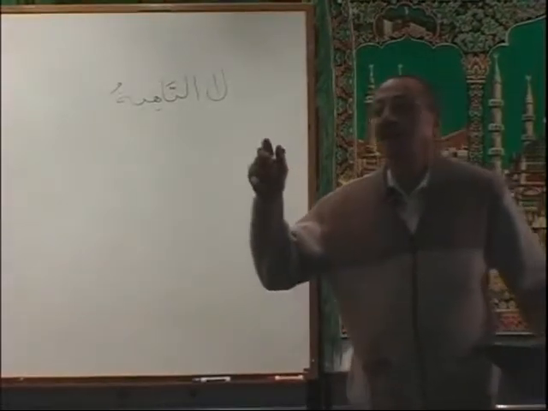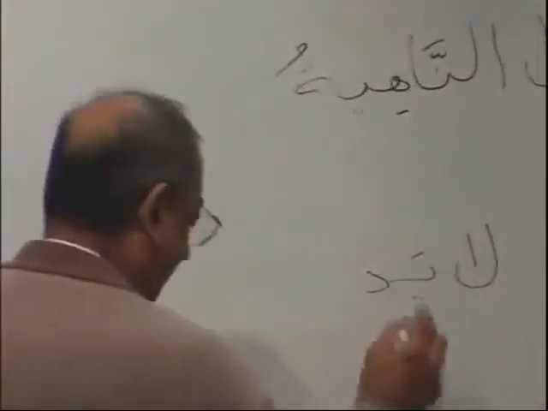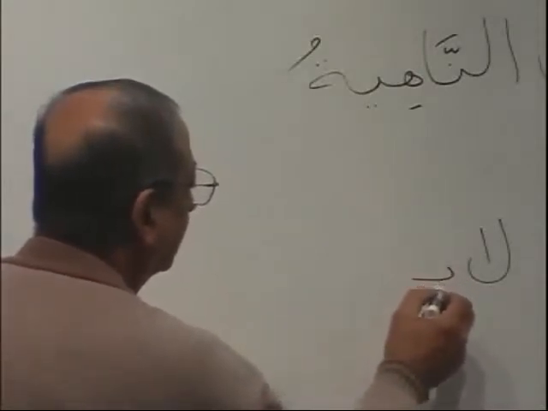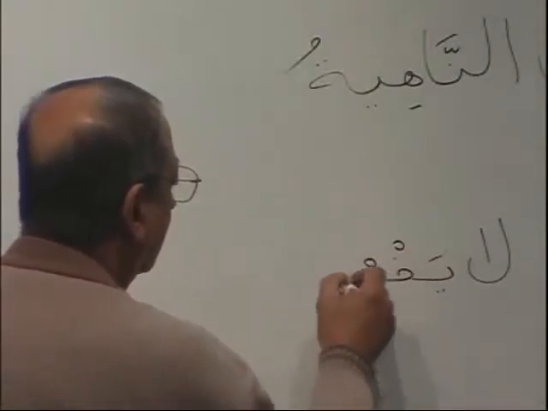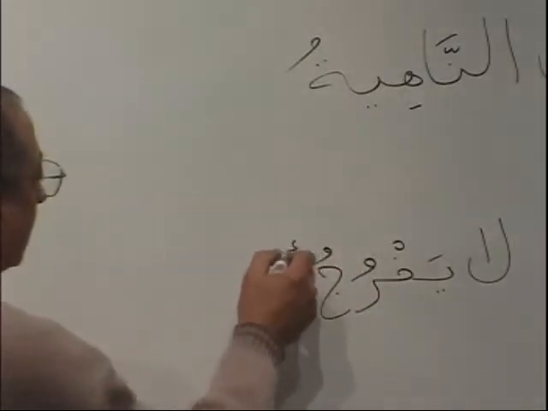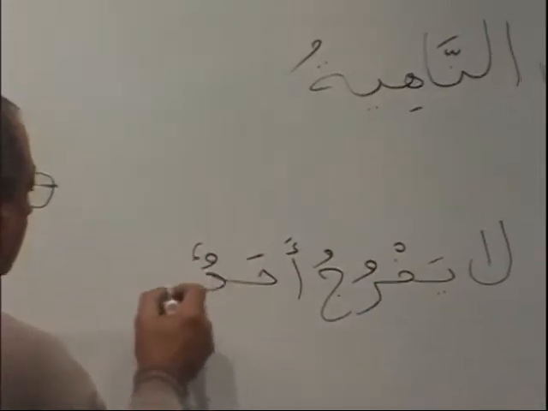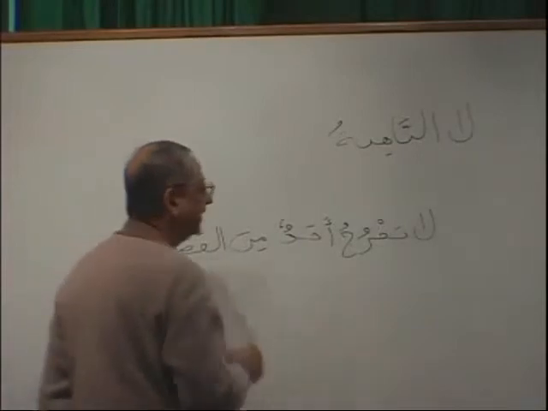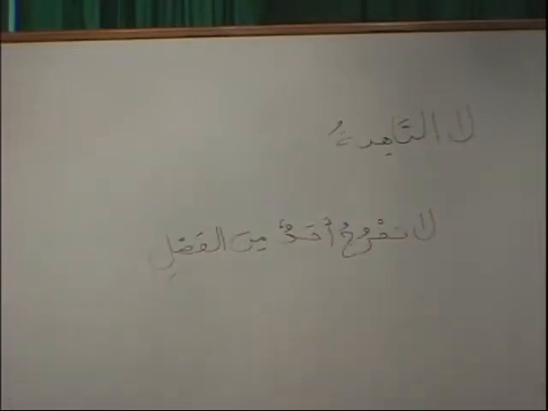Are you with me, brothers and sisters? La yadkhul ahadun fil fasli. Let me write it down. Maybe I should use a different verb, brothers and sisters. What did I write down? La yakhruj ahadun min al-fasli.